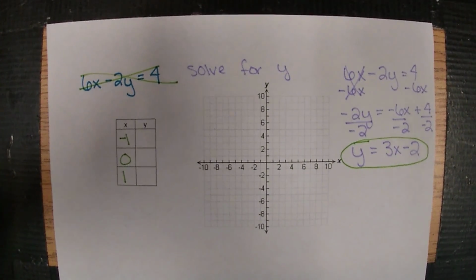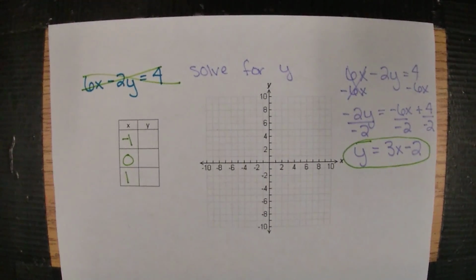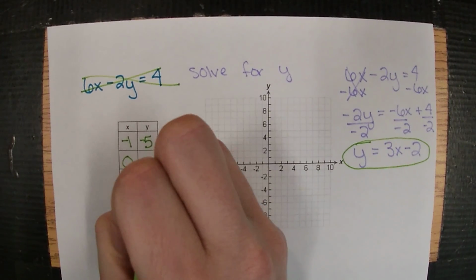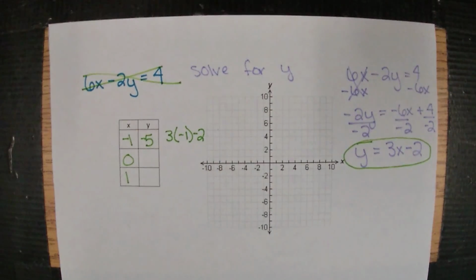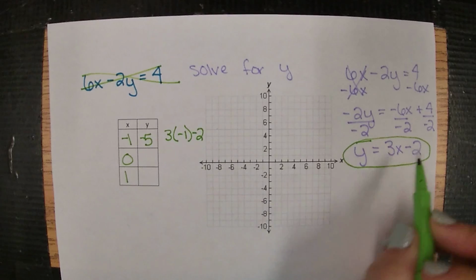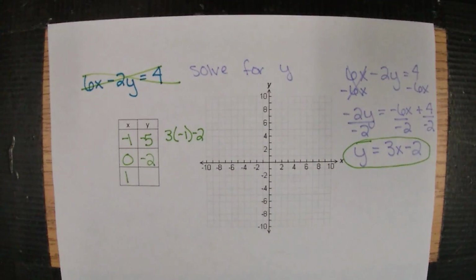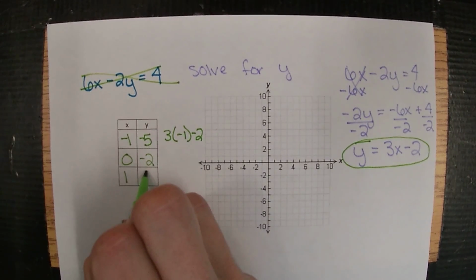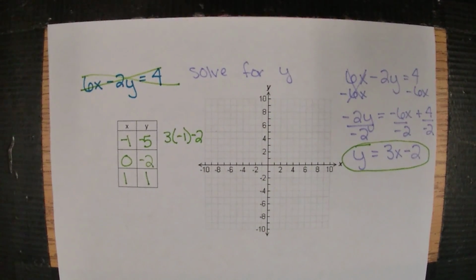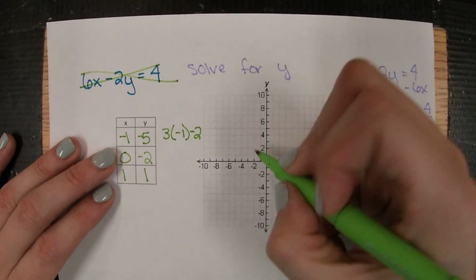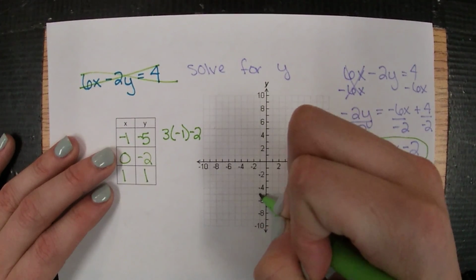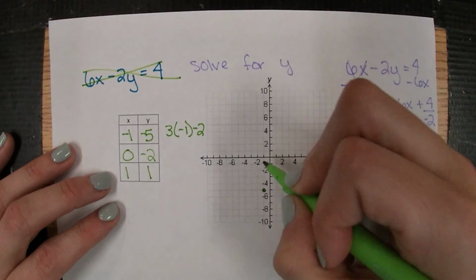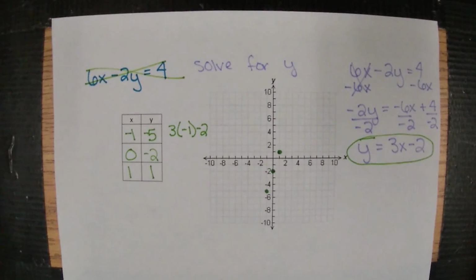So when I plug in negative 1, what do I get out? We should get out negative 5, right? 3 times negative 1 minus 2. When we plug in 0, we get out negative 2. When we plug in 1, we get out 1. So we'll start plotting our ordered pairs. Negative 1, negative 5, 0, negative 2, 1, comma 1.